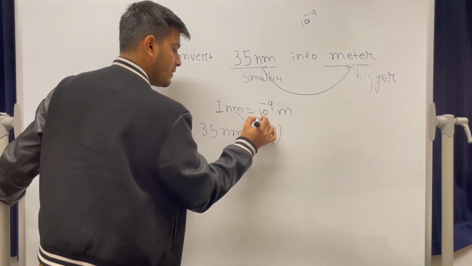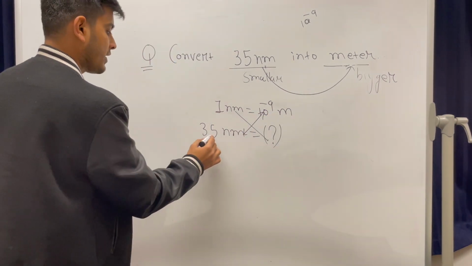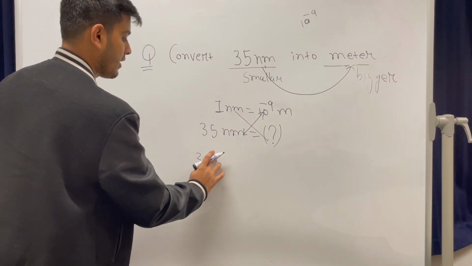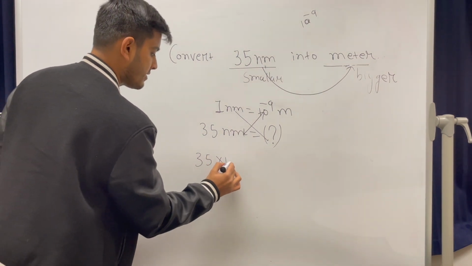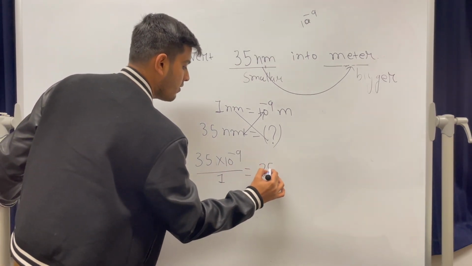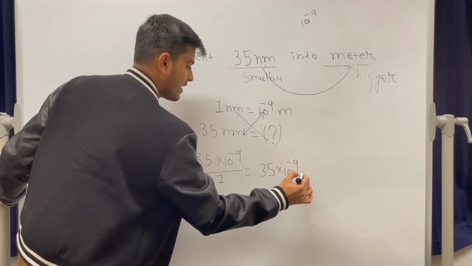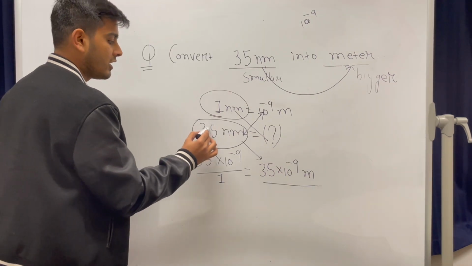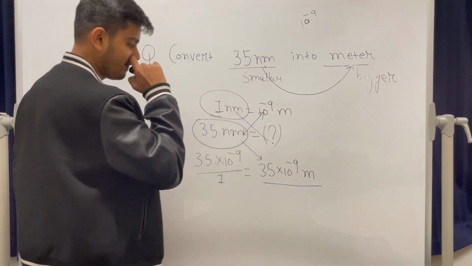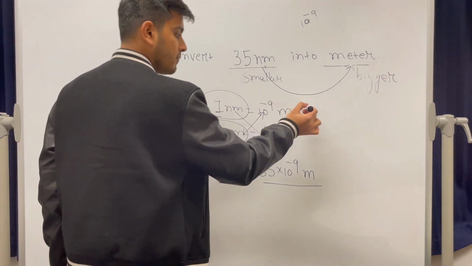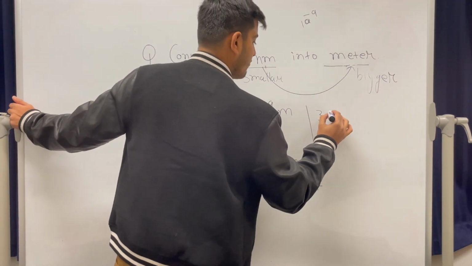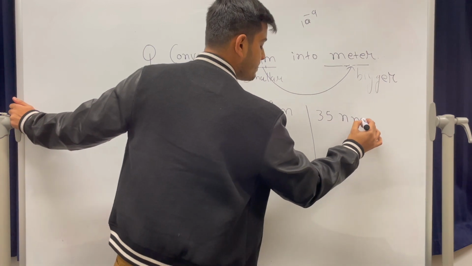You can do the cross multiplication. So we can write 35 nanometer, no need to write the unit right now. 35 multiplied by 10 raised to minus 9 upon 1, which can be written as 35 multiplied by 10 raised to minus 9 meter. So 35 nanometer will be 35 into 10 raised to power minus 9 meter. That is a trick when you go from smaller unit to bigger unit. Method 2.